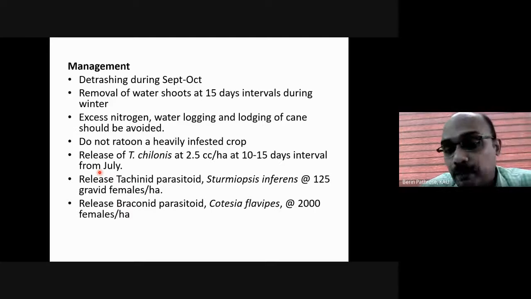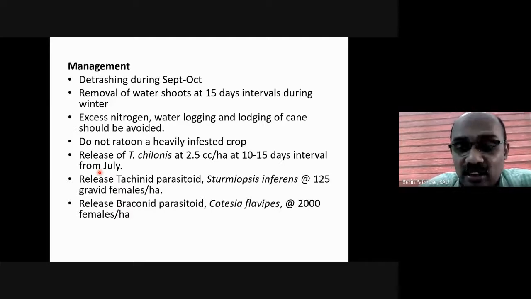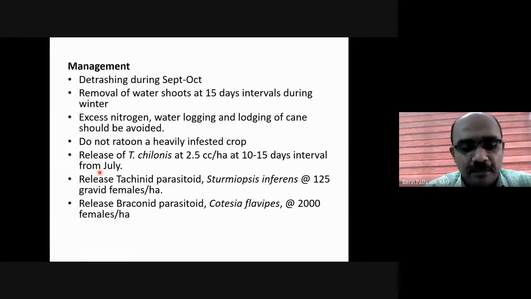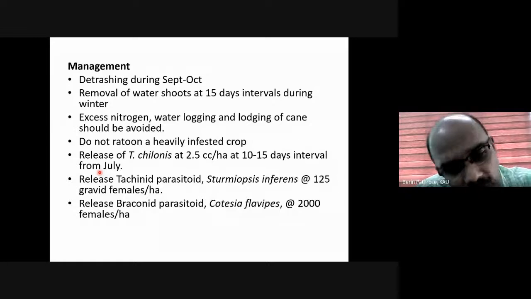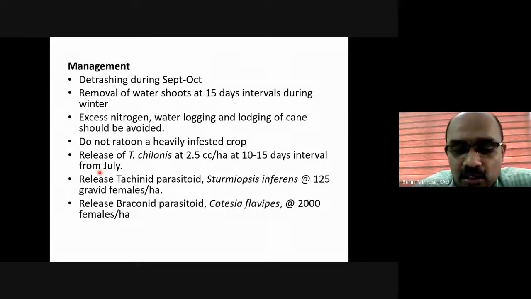And we can release a braconid parasitoid Potasia flavipus. The name is an older name, I forgot to correct it. Actually, the new name is Apanteles flavipes. Even if you write Potasia, it's fine. Potasia flavipus at the rate of 2000 females per hectare.